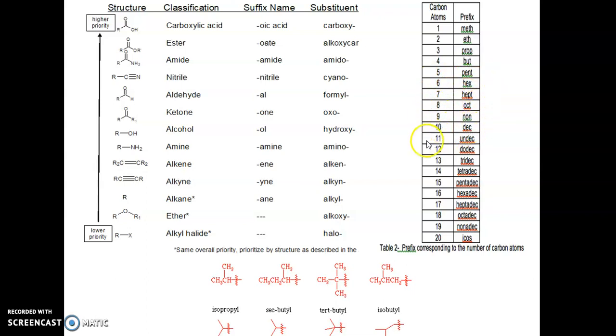10 dec, 11 undec, 12 dodec, 13 tridec, 14 tetradec, 15 pentadec, 16 hexadec, 17 heptadec, 18 octadec, 19 nonadec, and 20 icos. Okay, so these are the prefixes that are used for compounds containing different numbers of carbon atoms. Clear? Now we will talk about some alkyl groups.